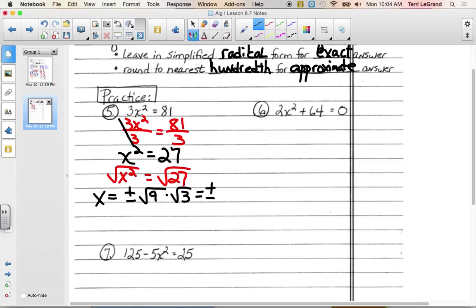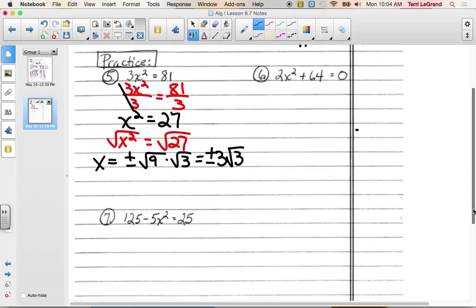So we can give each of those factors their own radical sign, and then I have a positive or a negative. What's the square root of 9? 3. But I can't take the square root of 3 without approximating it, so I'm not going to if I want an exact answer. This is the one we call our exact, simplified radical form. You will do this a lot in geometry next year, so be ready. You have to be able to give it in simplified radical form.